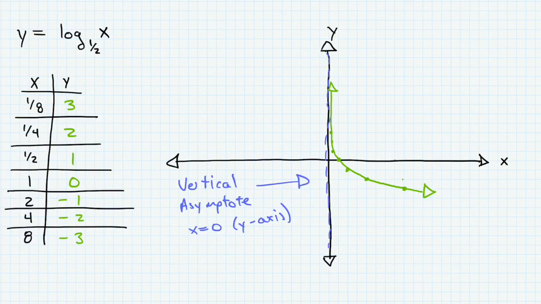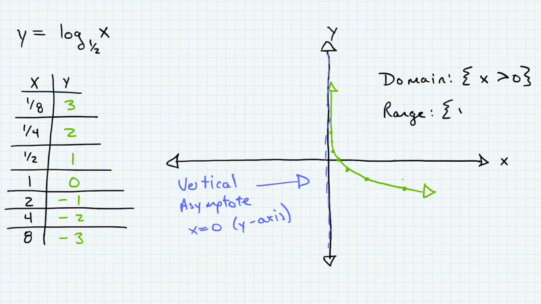The domain this time is x is greater than 0, and the domain for basically any log is always x is greater than whatever the asymptote is, and the range is all real numbers.